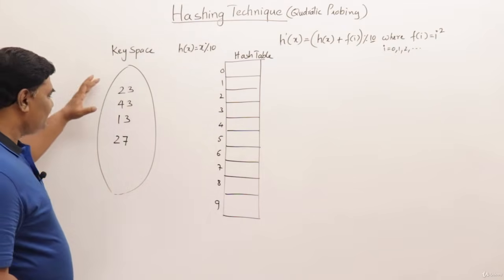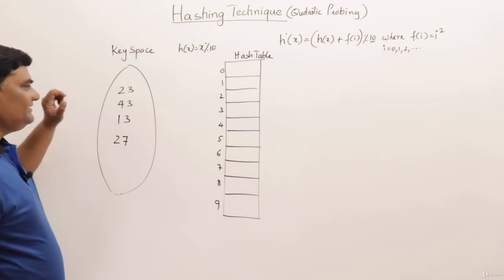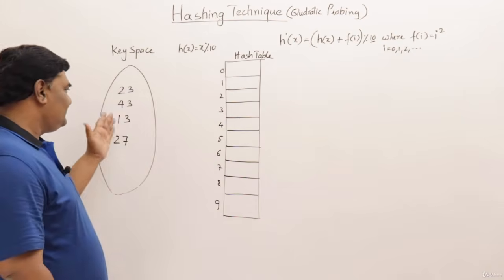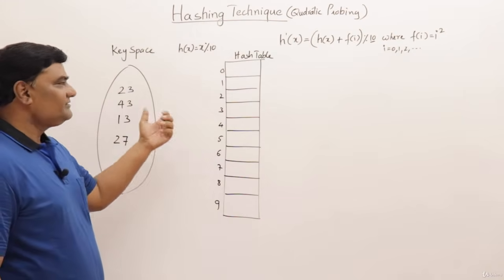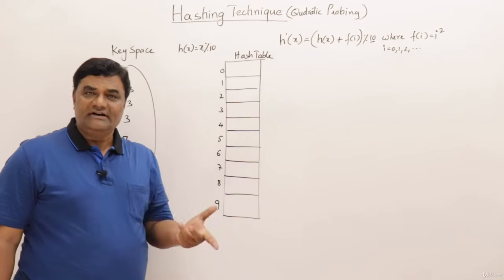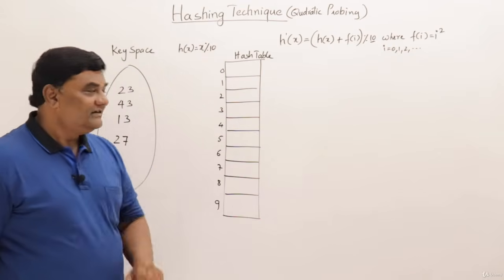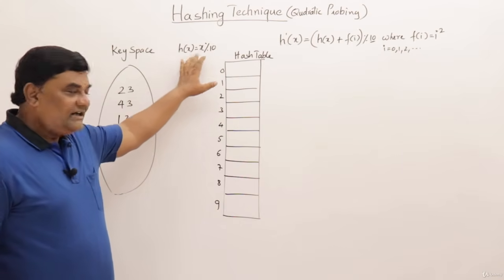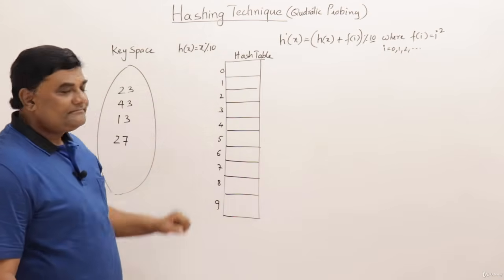I have keys in a key space. I have just taken 4 keys here and this is a hash table of size 10. I have taken keys that are less than half the size of the hash table, as I already said the load factor should not be more than 0.5. So I have taken only 4 keys to explain. This is the hash function, the modulus hash function. 10 is the size of the table, so this is 10.